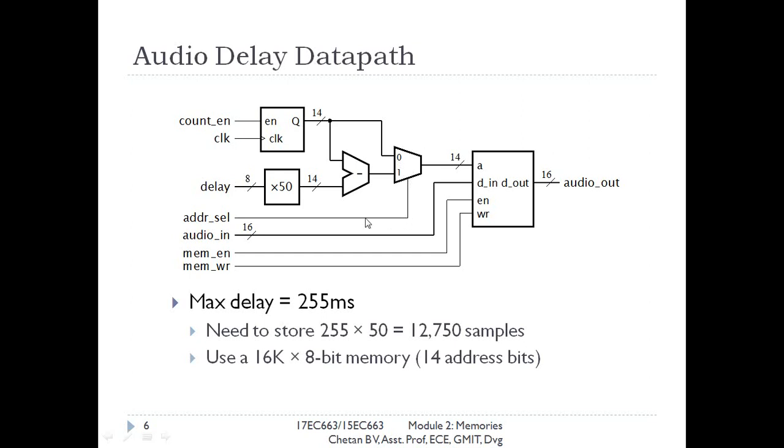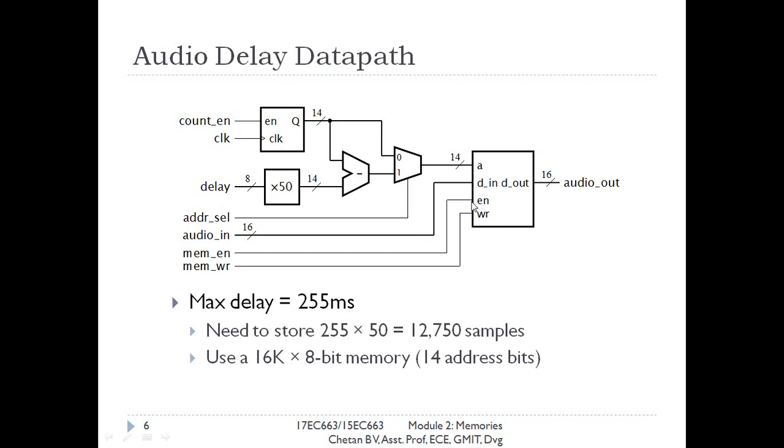Select line of this multiplexer, which is ADDR select, address select. So this will select between the output from the counter or the output from the subtractor. The output of this multiplexer is applied as the address line. So this is our memory component. The input of this memory component, DIN, is applied with audio in. Here the 16-bit audio samples are arriving at a rate of 50 kilohertz.